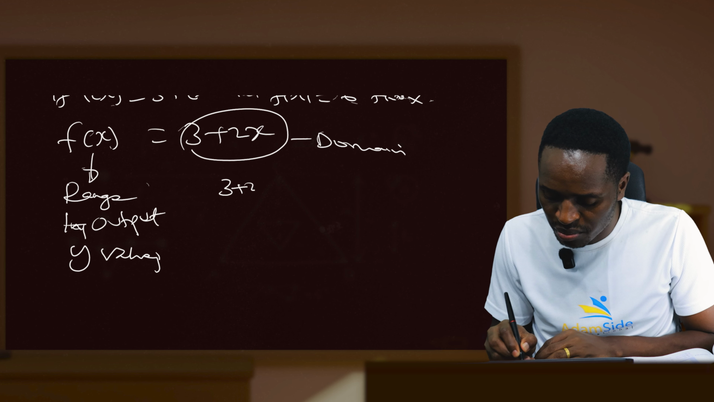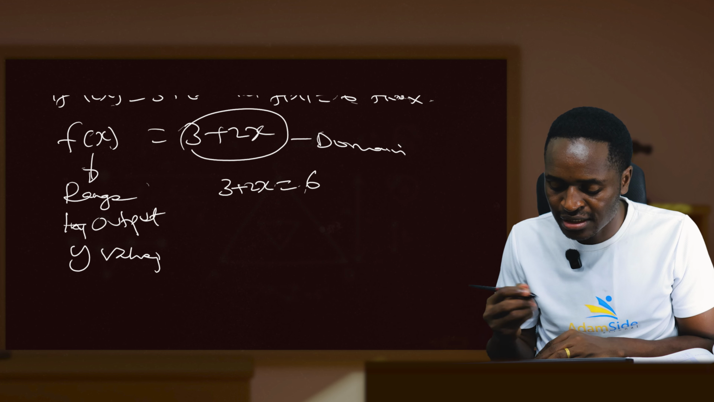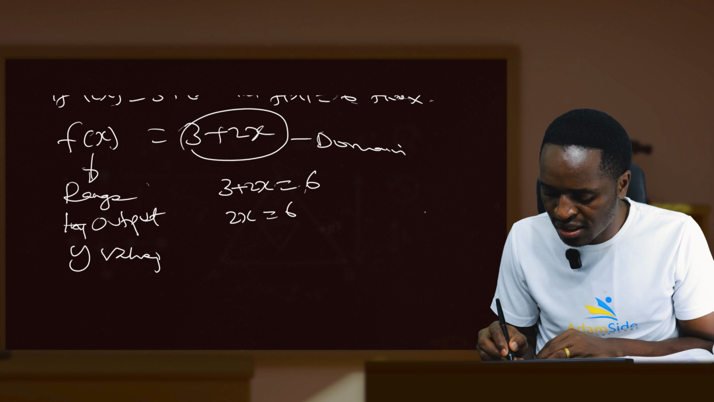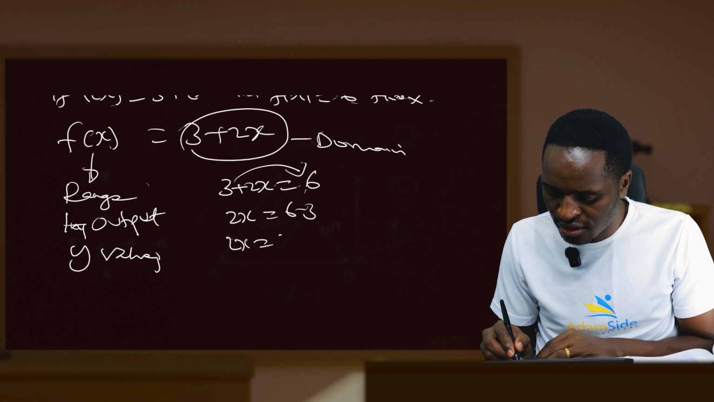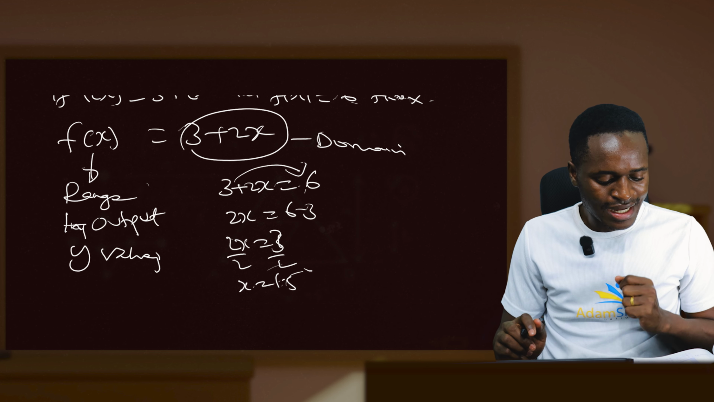So you say 3 plus 2x is equal to 6, and you form an algebraic equation. So 2x is equal to 6 minus 3, and then 2x is equal to 3, divided by 2. x is 1.5. And you get the answer.